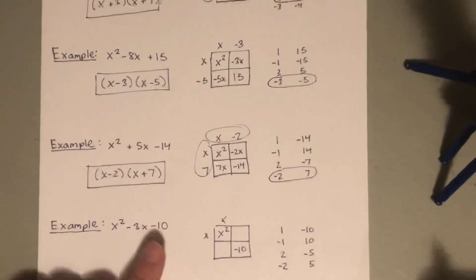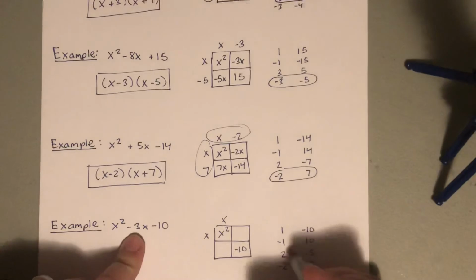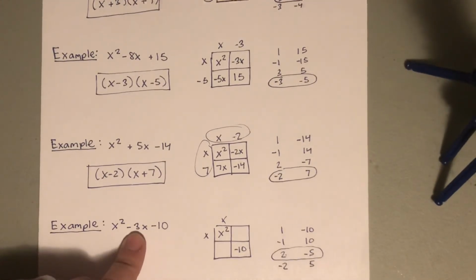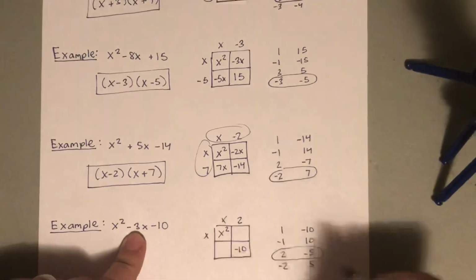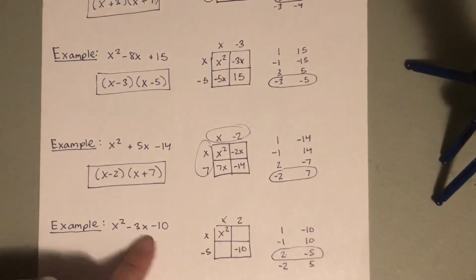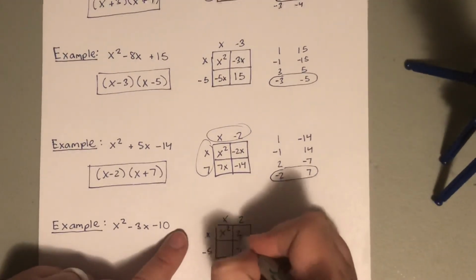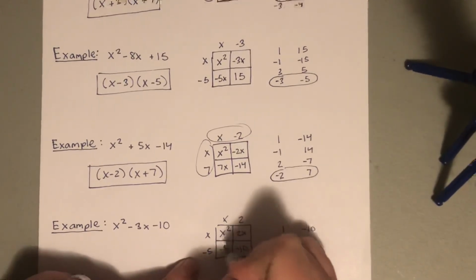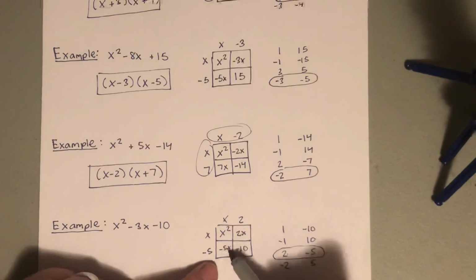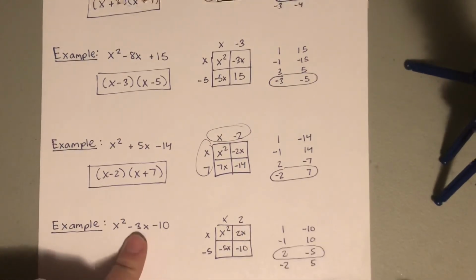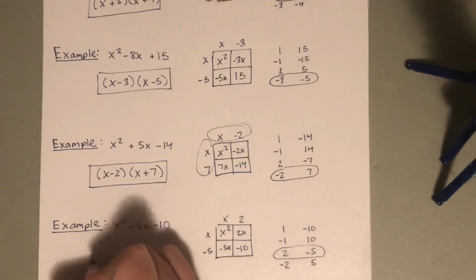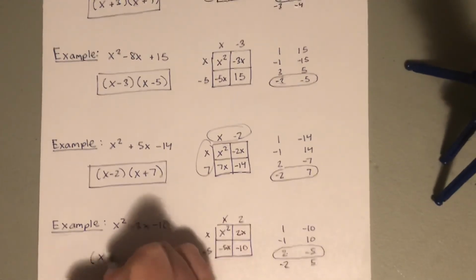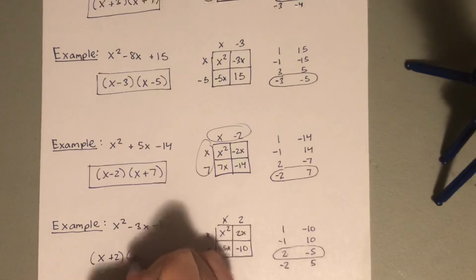And the one that's going to combine to give me a negative 3 would be this one, because 2 plus negative 5 is negative 3. So I'm going to put a 2 on one side and a negative 5 on the other. I can double check. 2 times x is 2x. Negative 5 times x is negative 5x. Negative 5x plus 2x is indeed negative 3x, so it works, which means that my two factors are x plus 2 and x minus 5.